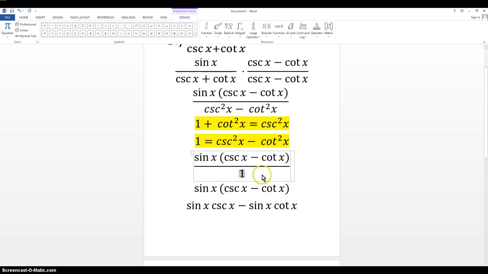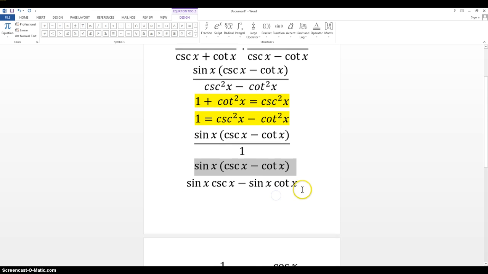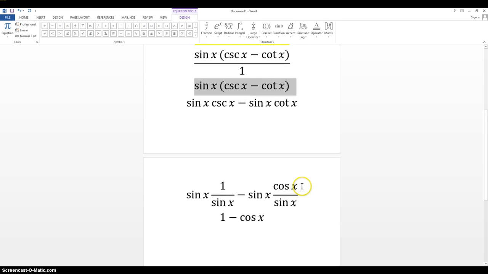That left me with basically just the top part because anything over 1 is simply itself. So I was left with this. From there, I distributed the sine to both parts. So sine of x times cosecant of x is sine of x cosecant of x. And sine of x times negative cotangent of x gives me negative sine of x cotangent of x.